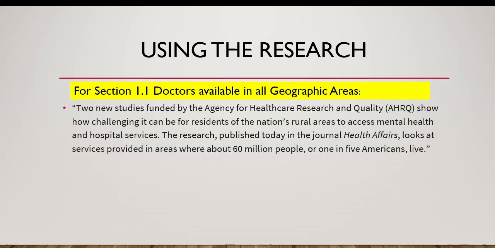I found a quote within that article that reads, "Two new studies funded by the Agency for Healthcare Research and Quality show how challenging it can be for residents of the nation's rural areas to access mental health and hospital services. The research, published today in Journal of Health Affairs, looks at services provided in areas where about 60 million people, or 1 in 5 Americans, live." That would be an appropriate bit of information to put into a paper.